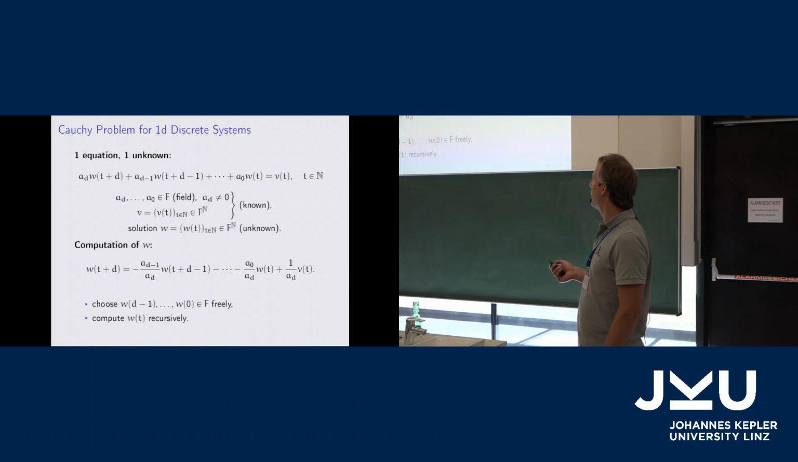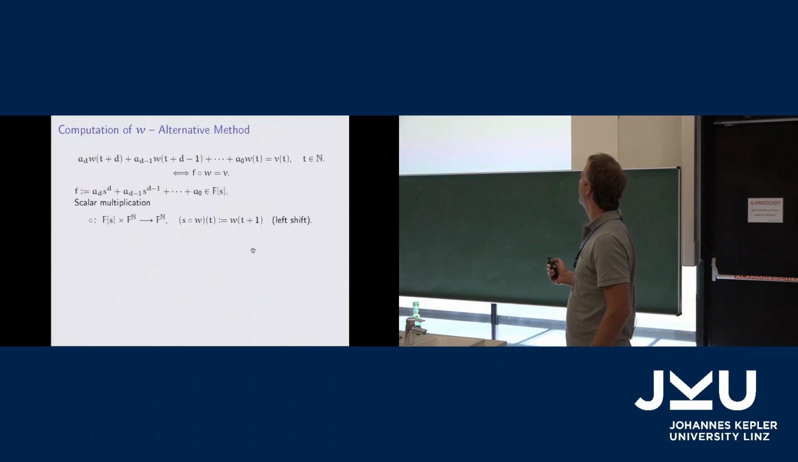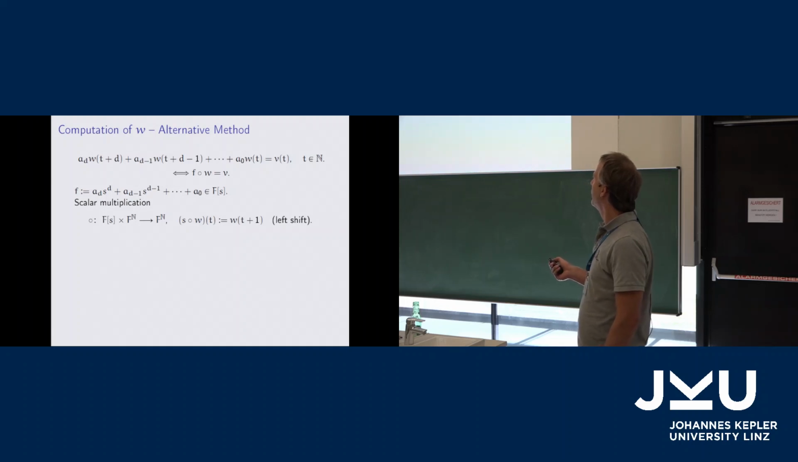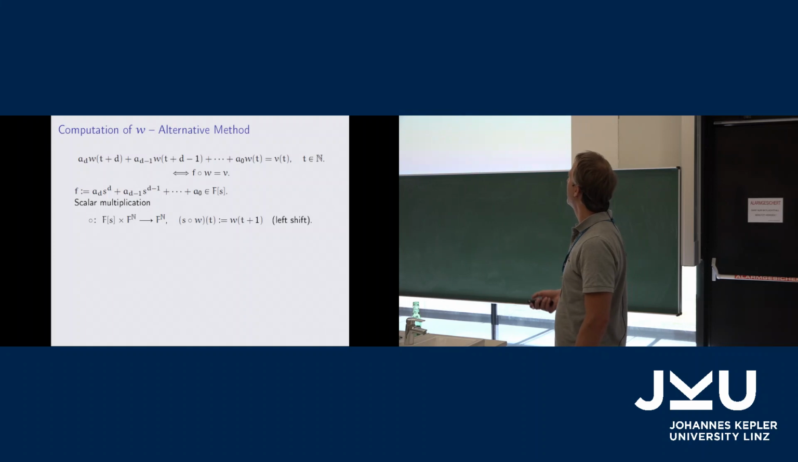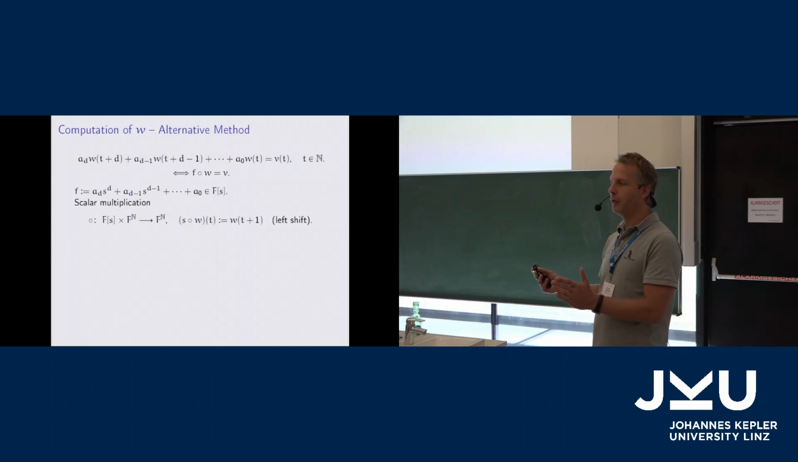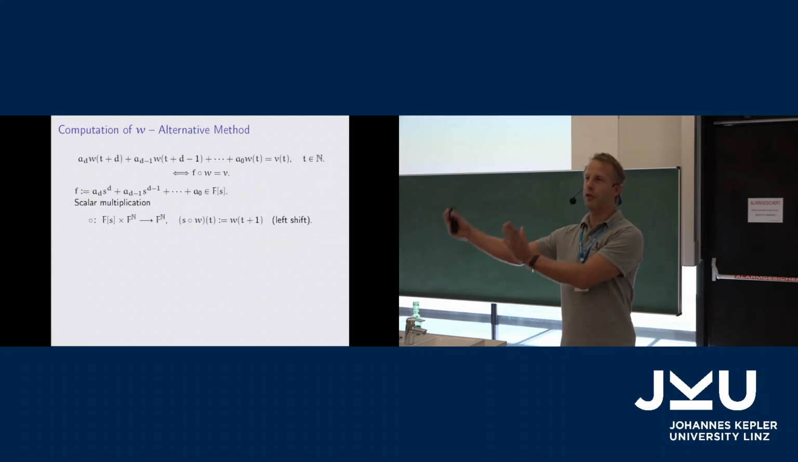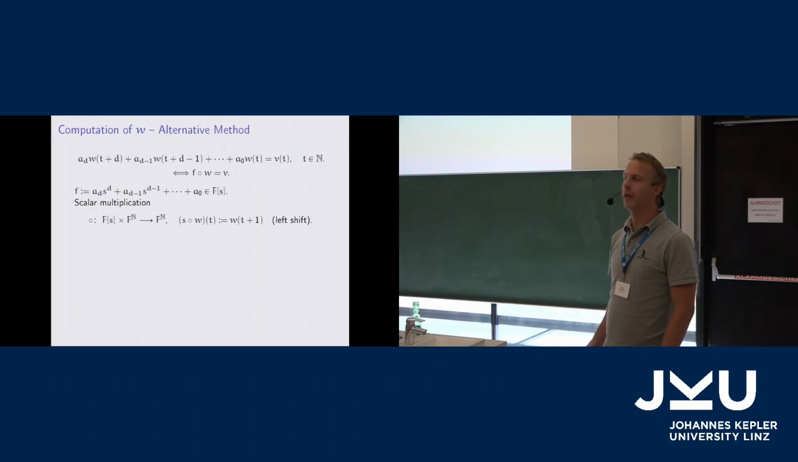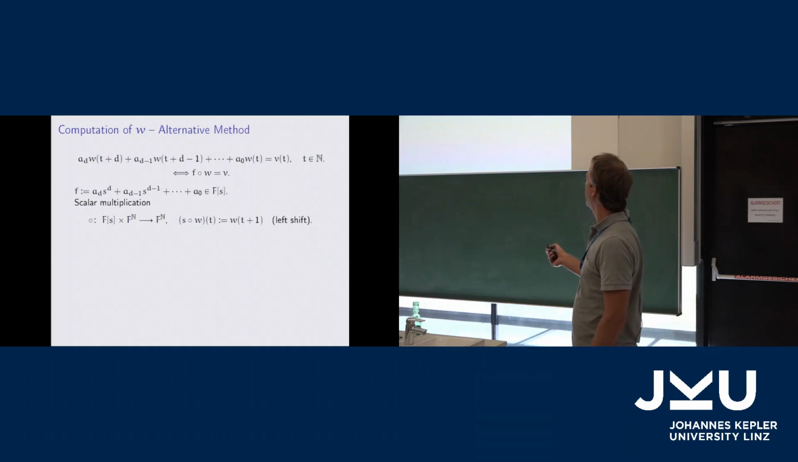This is, I think, something which you learn in school or at the latest in the first semester at university, but there is another nice method to do it. It's just a little bit more complicated. We write down the characteristic polynomial of this difference equation, and this polynomial acts on the space of sequences by shifts. I mean that if we apply S to a sequence w, then we shift the sequence one position to the left and cut off the first entry. So this S is short for shift. And then we can write down the equation in a very simple way: f applied to w is equal to v.